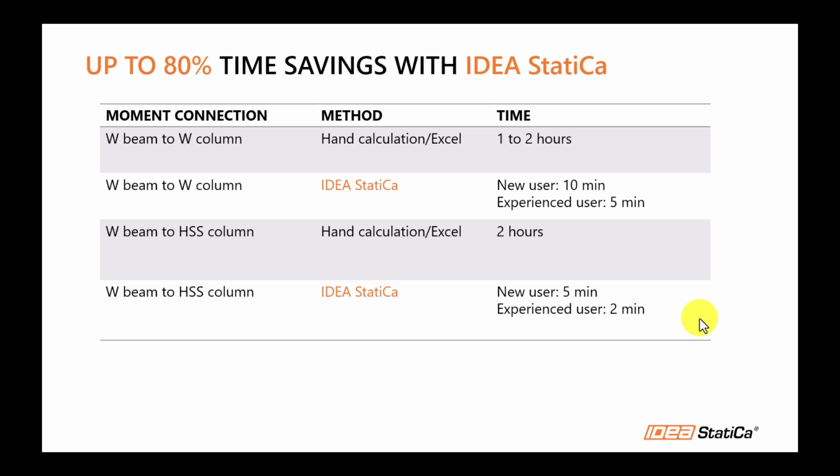For the W beam to W column in IDEA StatiCa, as you saw, for a new user, it can take up to 10 minutes, or let's say 15 minutes, right? But for an experienced user, it can take up to 5 minutes. And then I am also showing the second case, a W beam to an HSS column. Again, I am putting 2 hours for hand calculations, and then you saw that with IDEA StatiCa, for a new user, it can take up to 5 minutes, or 2 minutes if you are an experienced user, to do that change of cross section, and then reviewing the design, which is the most important part.